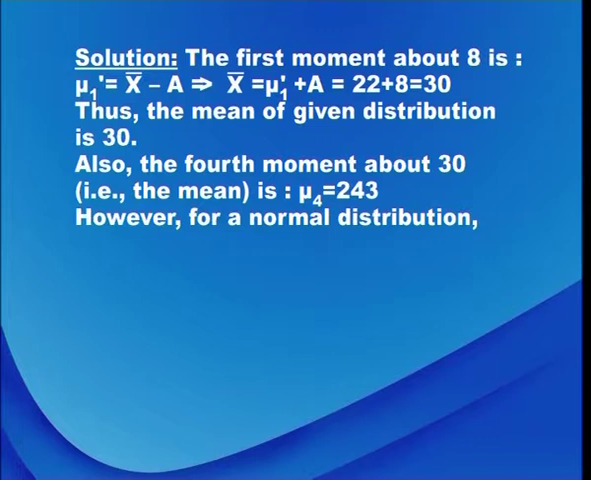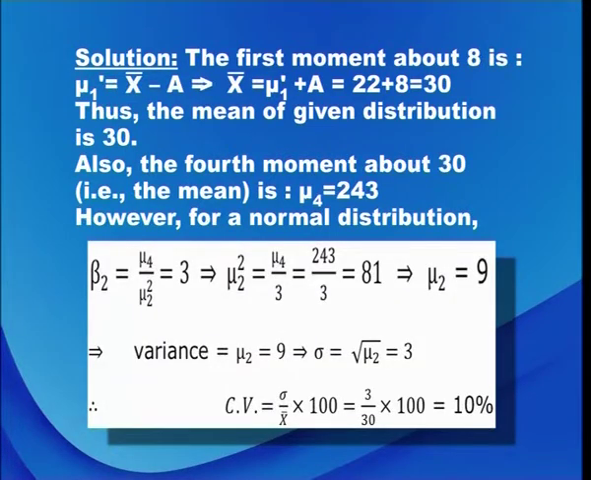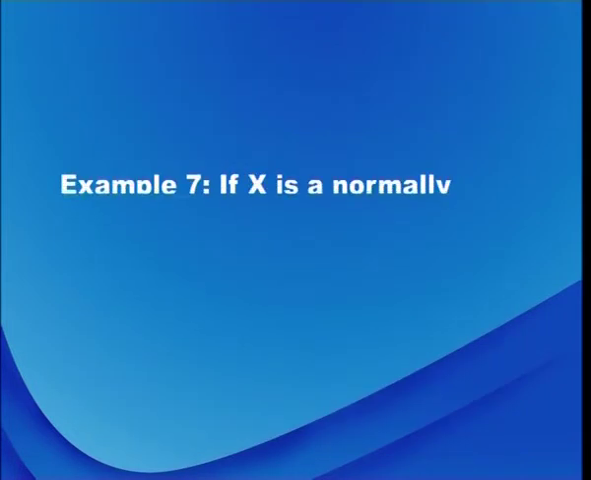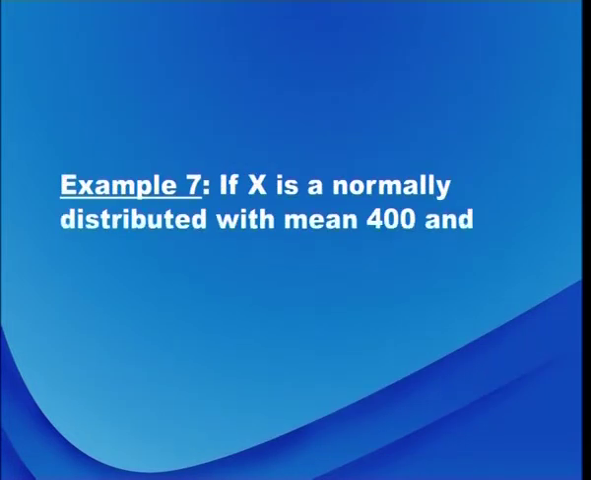However, for a normal distribution, beta 2 equals mu 4 by mu 2 square, which is equal to 3. That implies mu 2 square is equal to mu 4 by 3, which is equal to 243 by 3, which is 81. So that implies mu 2 is equal to 9. That implies variance mu 2 is equal to 9. So sigma is equal to under root mu 2, which is equal to 3. Therefore, CV is equal to sigma by x bar times 100, that is equal to 3 by 30 times 100, which is 10%.